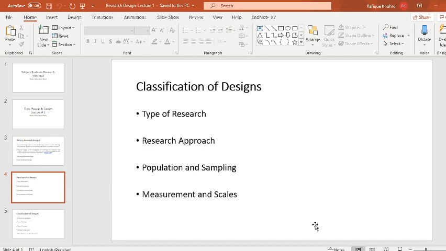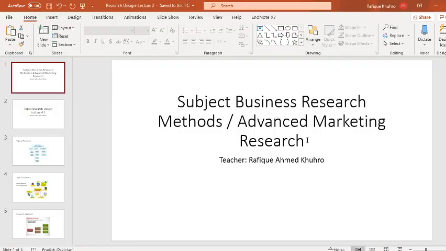I'm going to remind you once again that you have learned 6 steps of research. The first one was problem, the second was literature review and hypothesis development, and the third was research design. So we are on the third step. We will continue our lecture, that is part 2, related with research design.